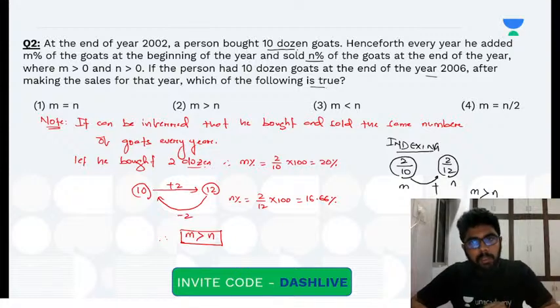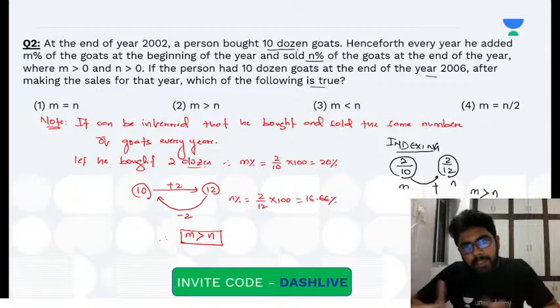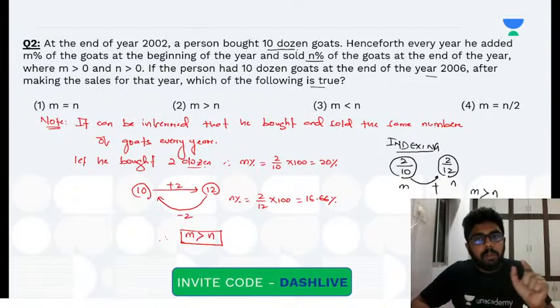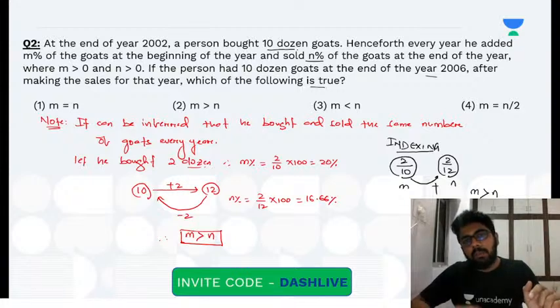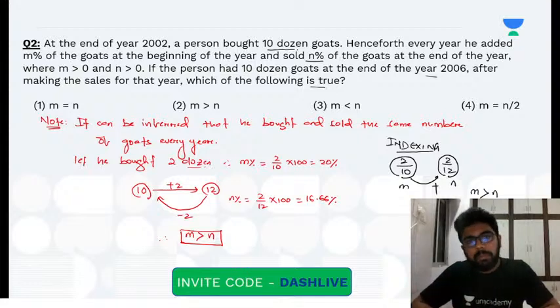For my particular example, because the numerator is constant, the higher the denominator, the lesser the value. So while you are selling, you are coming from a higher denominator, so that value has to be less. But while you are buying, you are going from a lesser denominator, so that value will be more. So M is always greater than N. With any example you take, you will see M will always be greater than N. Just by reading and taking a simple example, we can solve this.